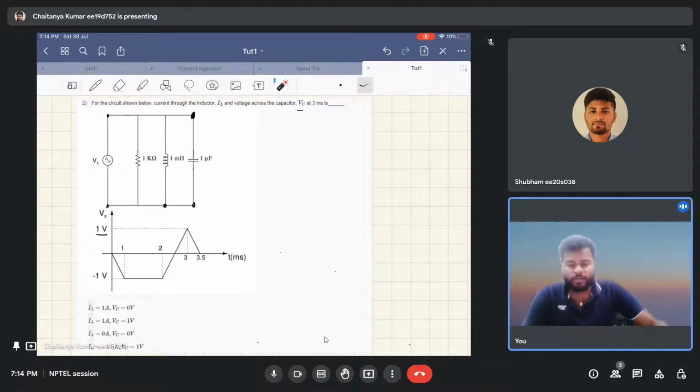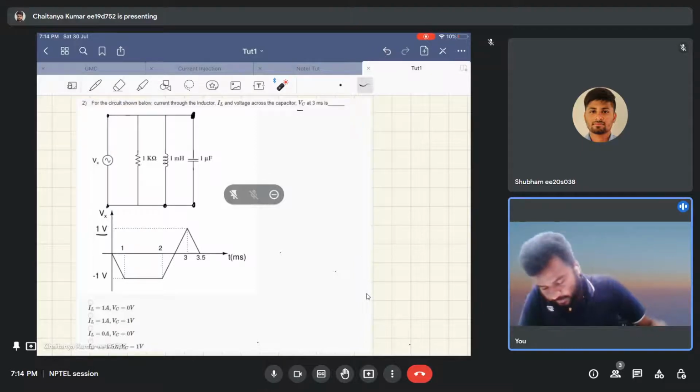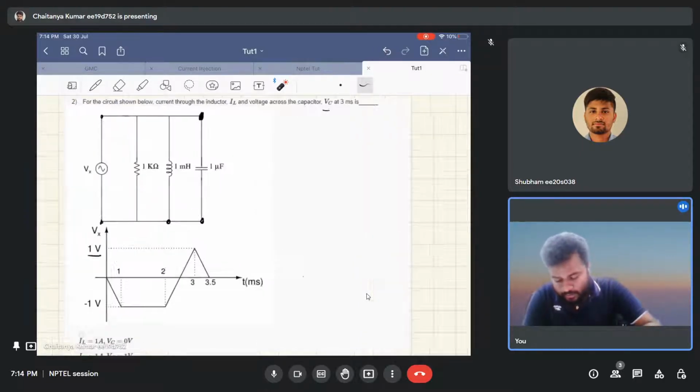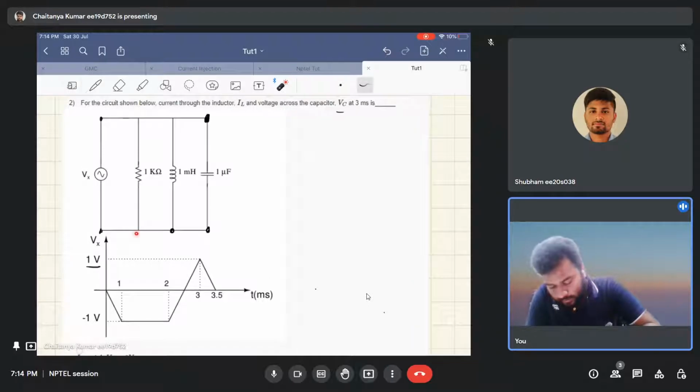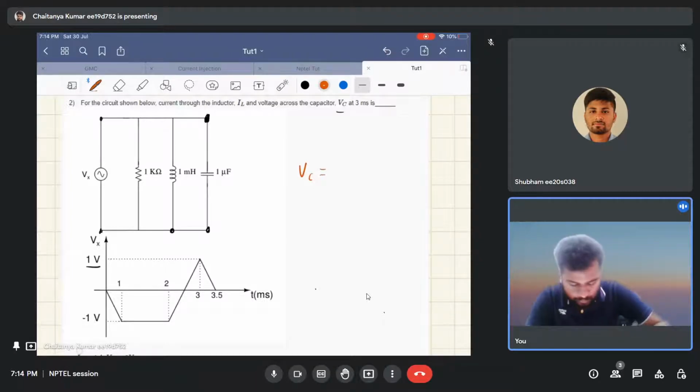So let's proceed with the solution of this question. Now, since this is a parallel network, the resistor, inductor, and capacitor are all in parallel, so the voltage across them will be the same. So the capacitor voltage is straightforward. VC will be equal to the voltage applied across this network, that is Vx. And at time equal to 3 milliseconds, its value will be 1 volt.